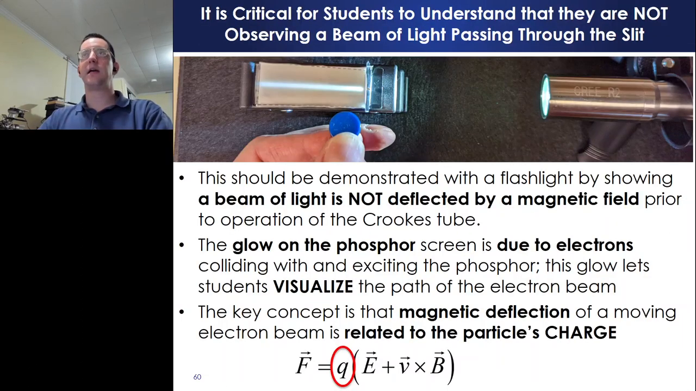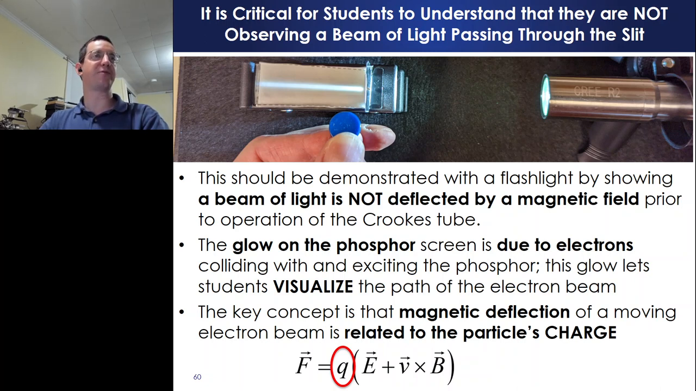It is critical for students to understand that they are not observing a beam of light passing through the slit. This should be demonstrated with a flashlight, showing a beam of light is not deflected by a magnetic field prior to operation of the Crookes tube. The glow on the phosphor screen is due to electrons colliding with and exciting the phosphor. This glow lets students visualize the path of the electron beam.